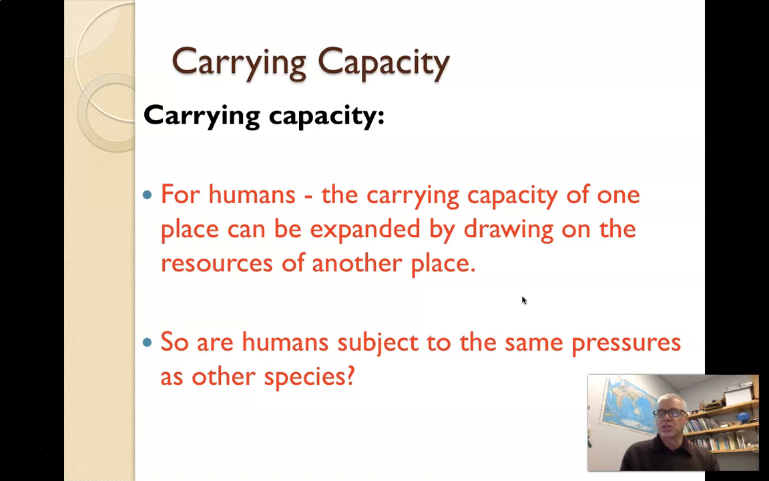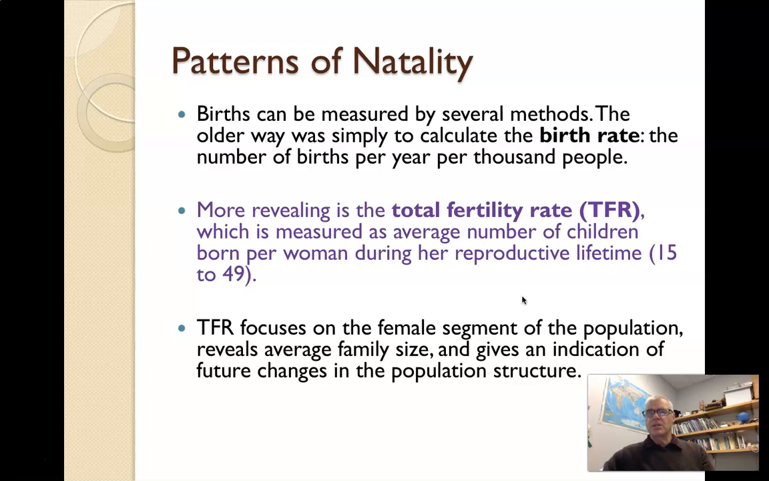So then the question is, are humans subject to the same pressures as other species? Well, in some ways, yes, but in other ways, no. And we're going to talk about that a little more when we talk about population perspectives in the lecture this coming week. But to go on to a couple of terms that I want you to know, when we're looking at populations, we want to know a few major things, right? How many people are being born, how many people are dying, and how many people are moving in or out.